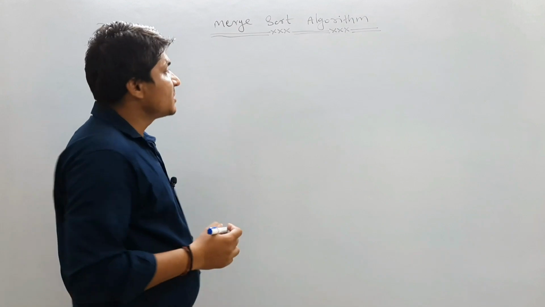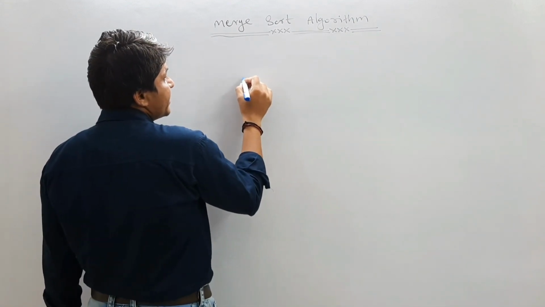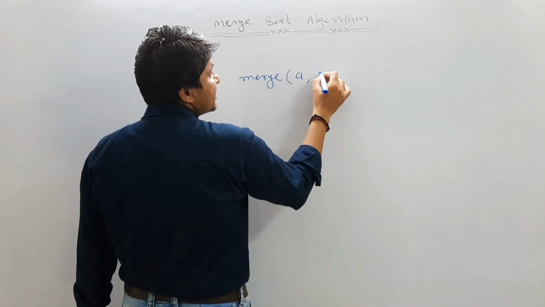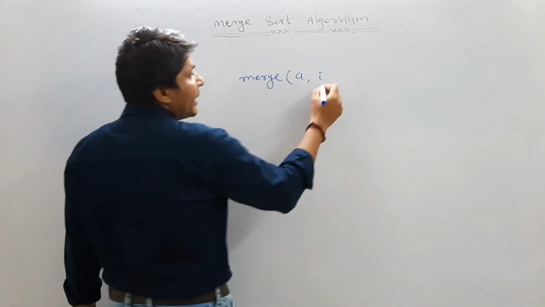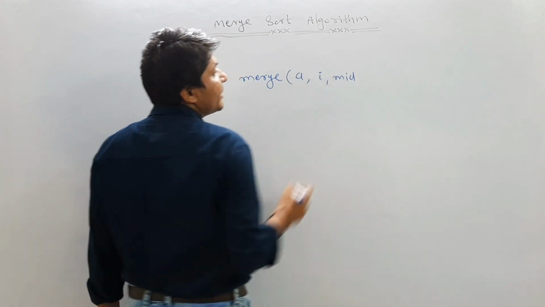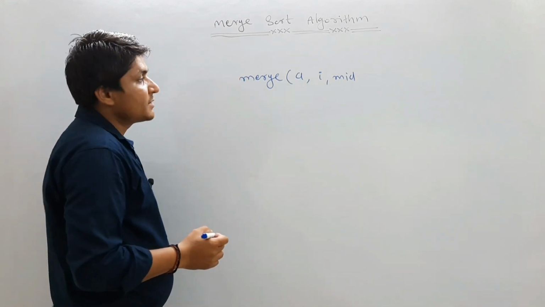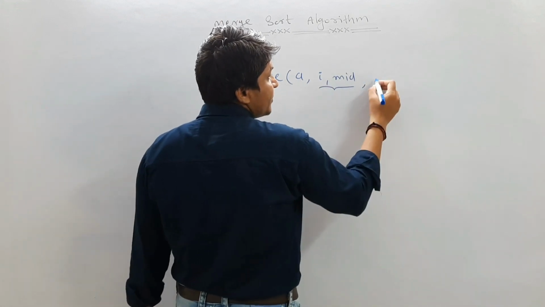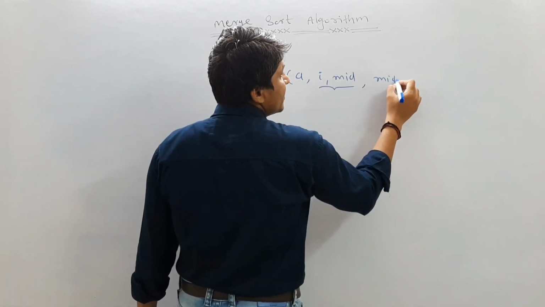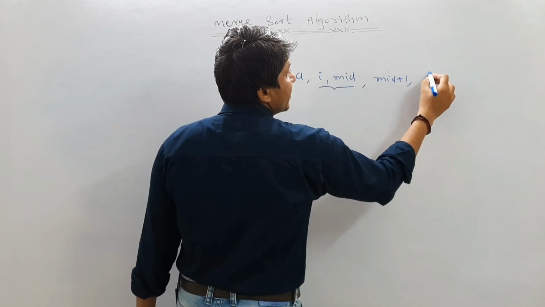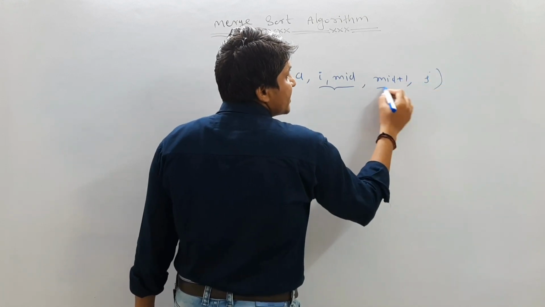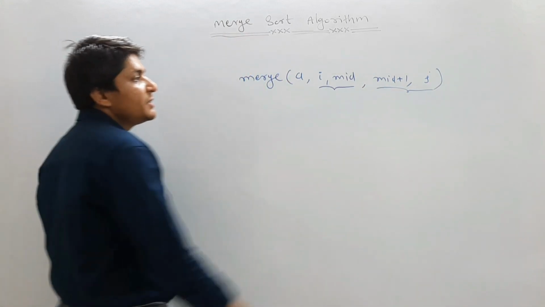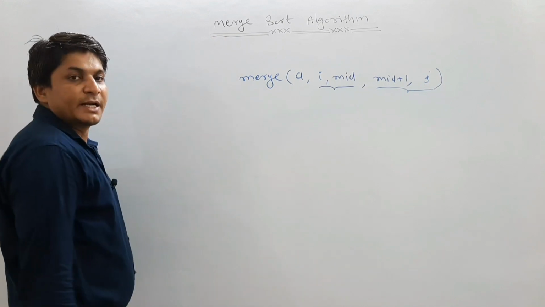Let me write the code for the merge procedure. In the merge procedure, what would be the input? A is the array, i is the starting index of the first sorted subarray, and mid is the last index of the first sorted subarray. This is the first sorted subarray. The second sorted subarray starts from mid plus 1 and ends at j. Mid plus 1 is the starting index of the second sorted subarray, and j is the last index of the second sorted subarray.